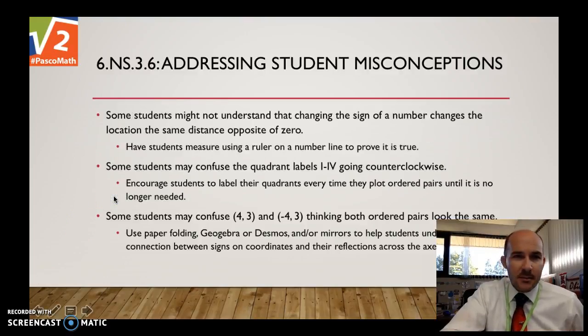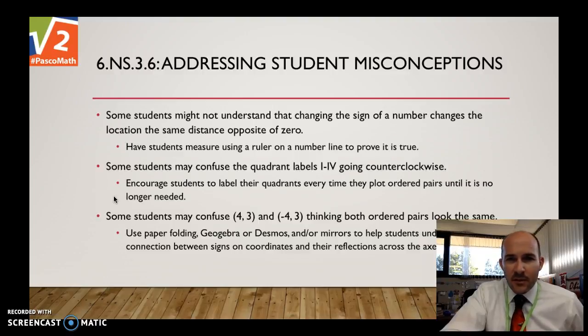So addressing some misconceptions. Some students might not understand that changing the sign of a number changes the location, the same distance opposite of 0. Maybe go back to the number line. Have students measure using a ruler on a number line to prove that it's true. And so again, the more experience they can have with the physical, that concrete representation, the better.